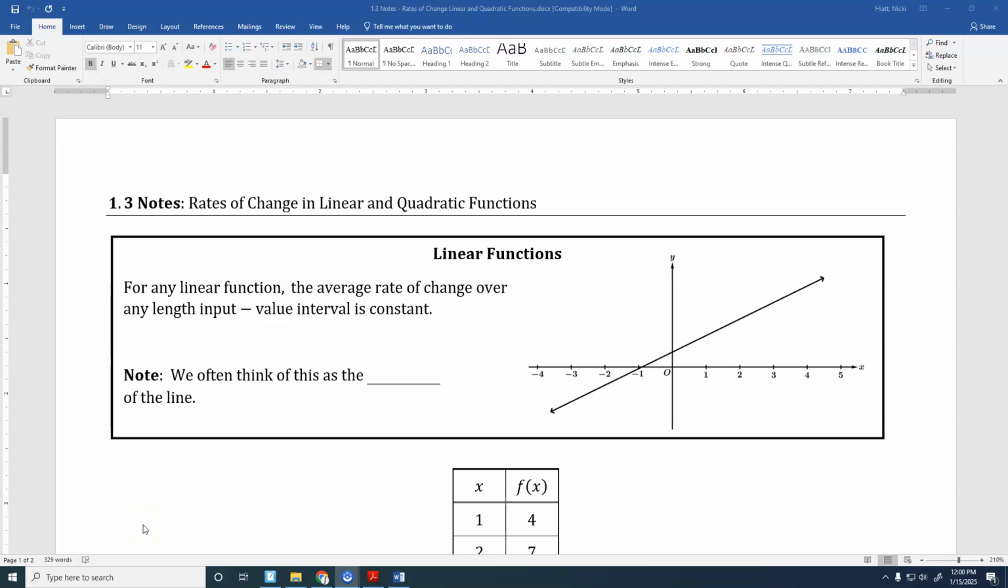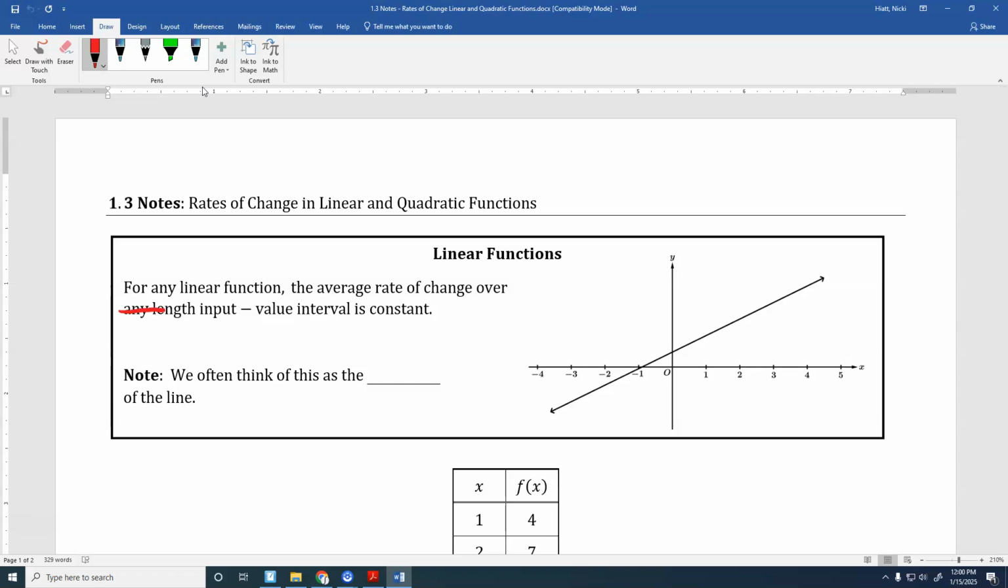Rates of change in linear and quadratic functions. So for any linear function, the average rate of change over any length input value interval is constant. This sounds like complicated language. Any length input value interval.